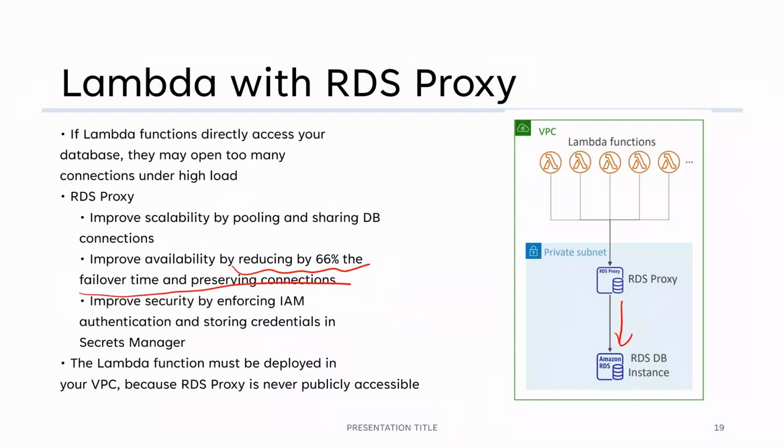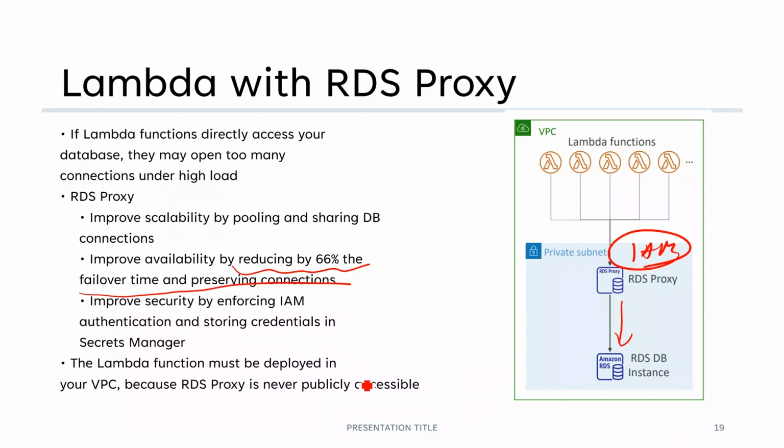If the load on your RDS instance is more, then you will have more failovers. More and more services will not be able to connect to your RDS instance. So by using the proxy, you reduce it by 66%. And also you can enforce IAM over here, and if a particular service doesn't have the permission to access your RDS proxy, then it cannot go through.